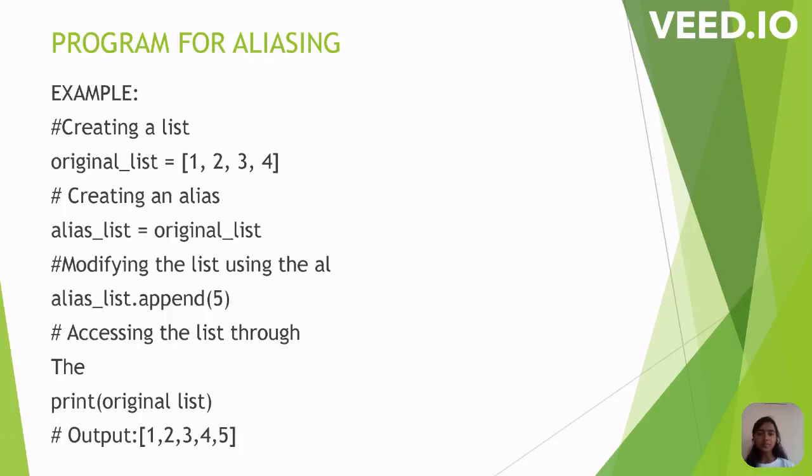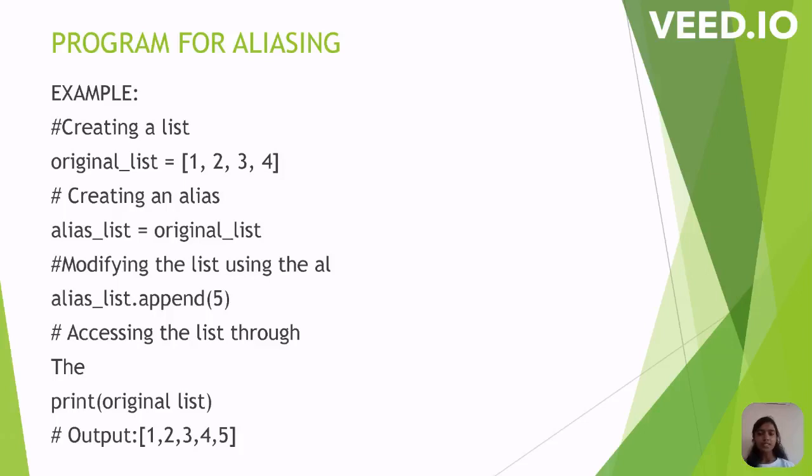It's a program. Example. Create a list: original_list = [1, 2, 3, 4]. Creating an alias: alias_list = original_list. Modifying the list using the alias: alias_list.append(5). Accessing the list through print(original_list), and the output will be [1, 2, 3, 4, 5].